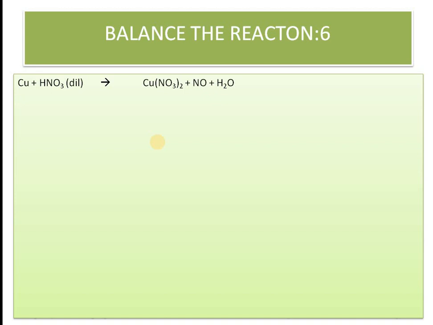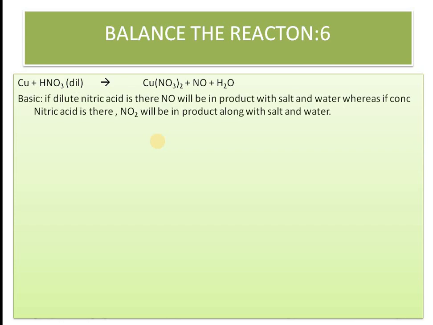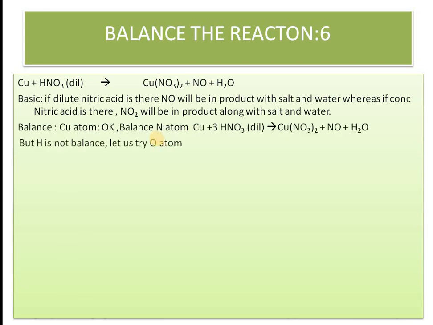Very long means, if you try to balance the equation, a full page will be filled, and you will find it difficult. Let us see how. As I told you already, if dilute is there, NO will be formed, as rightly told. Now copper you also have to balance.